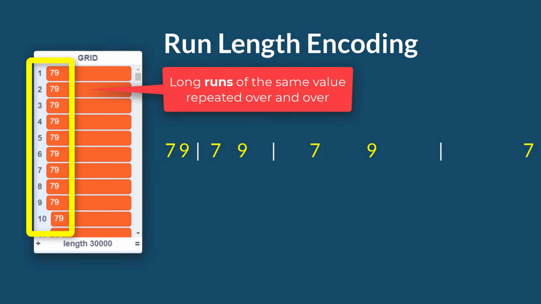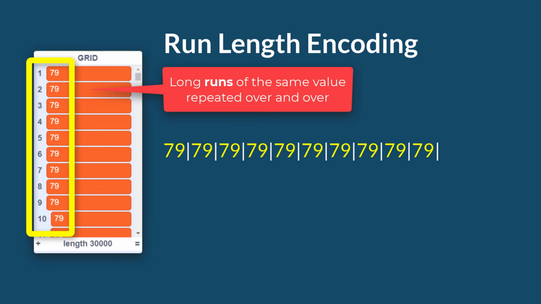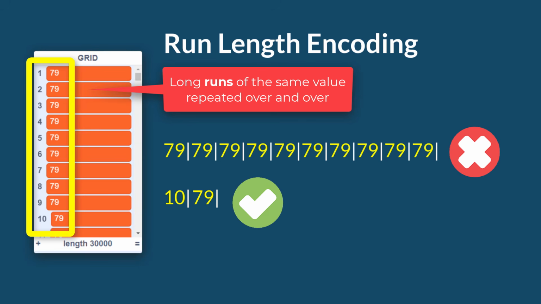Now, rather than storing 79, 79, 79, 79 ten times, we instead store just one 79, and before that, the count of how many there were. 10, 79. That's a run of 10 79s. See how much smaller that is? And that's run length encoding.